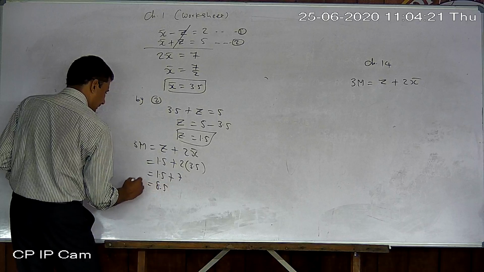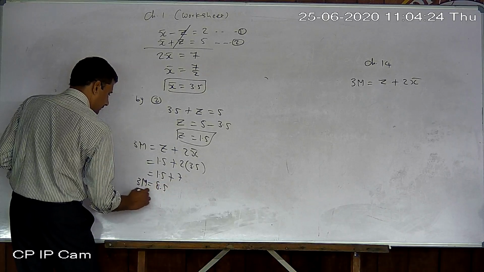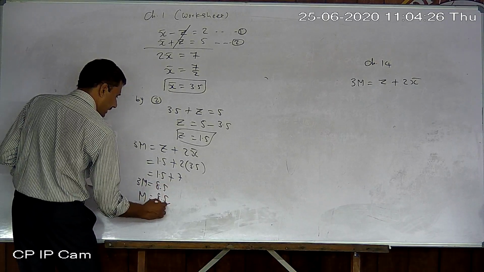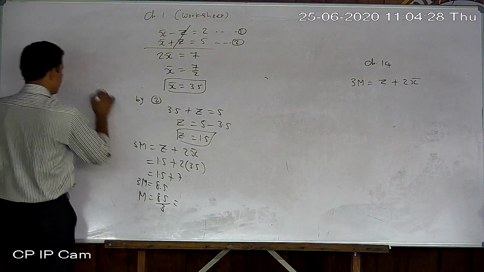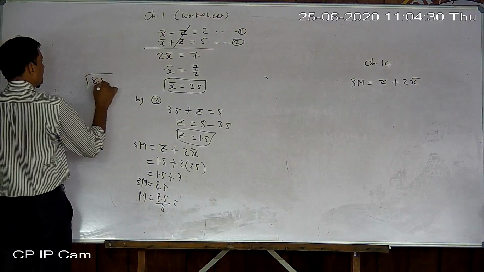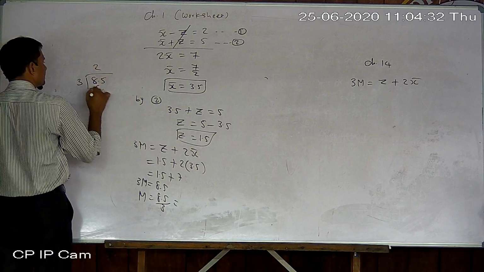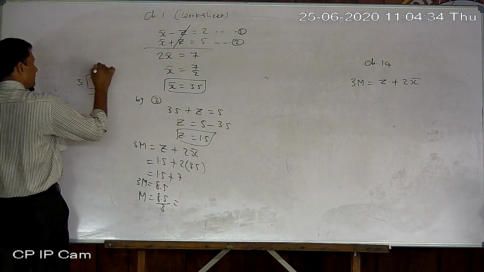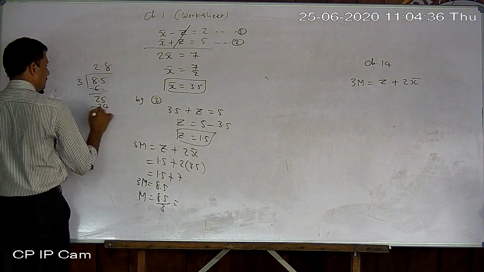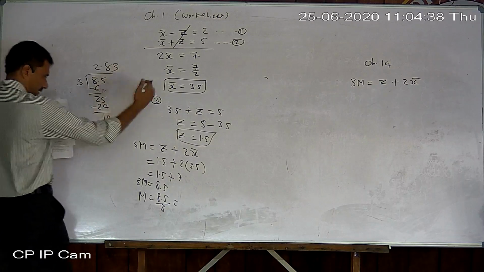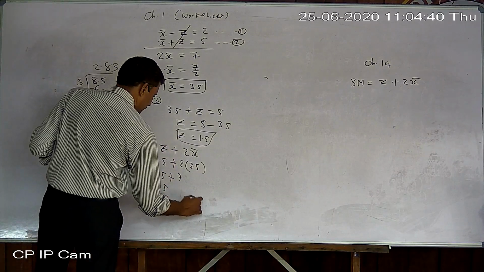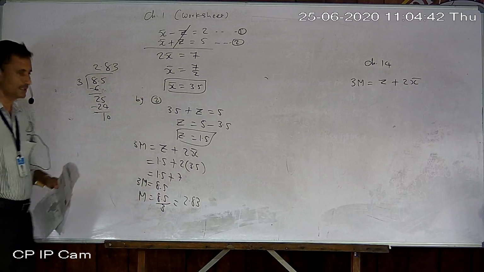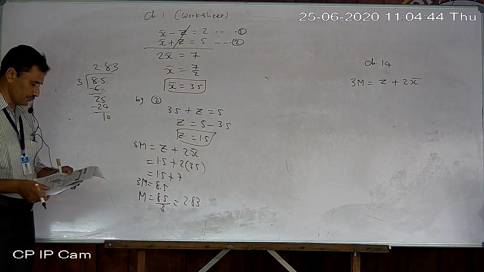Okay. 3m equal to 8.5. So m equal to 8.5 divided by 3. Okay. So 8.5 divided by 3. 3 twos are 6, 2 left, 25. 3 eights are 24, 1 left. 3 threes are 9. Okay. So m is equal to approximately 2.83. So our median becomes 2.83.